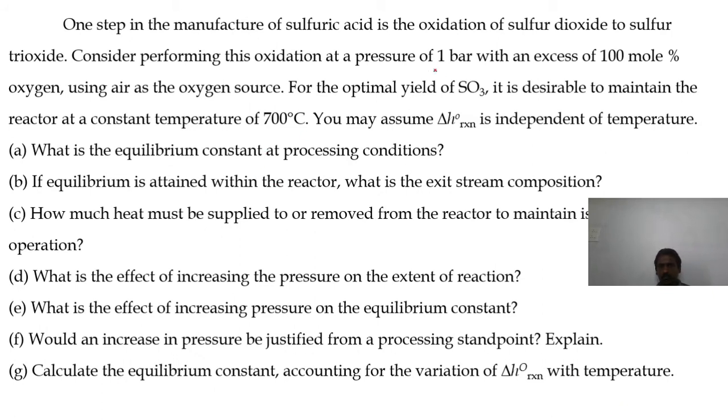In the problem, pressure is given as 1 bar, temperature is 700 degrees Celsius, and delta H naught of reaction is independent of the temperature. Given data: T1, let me take 298, since all the thermodynamic data are available at this temperature. T2, let me take 700 plus 273, that is equal to 973 Kelvin. P is 1 bar.